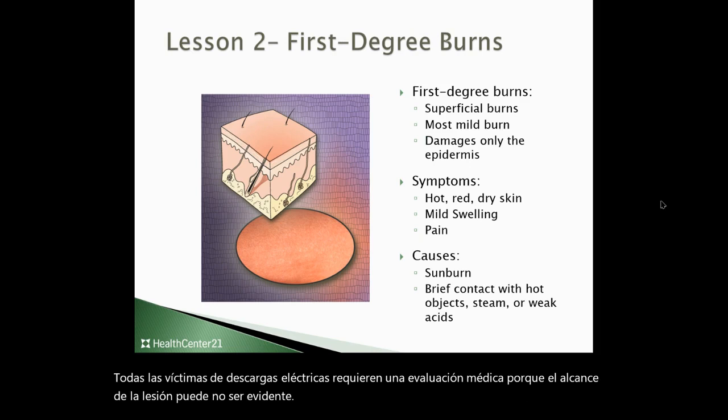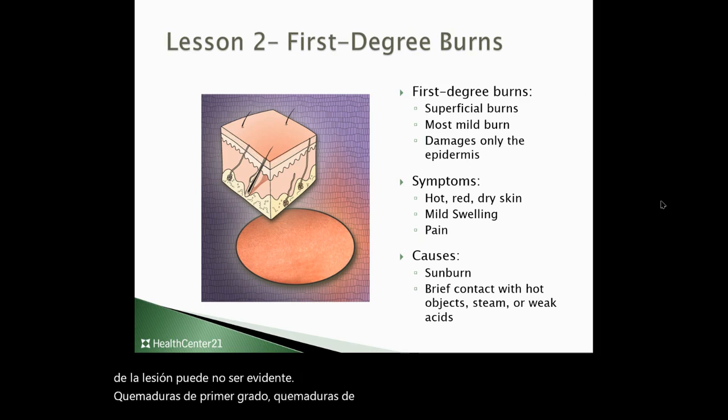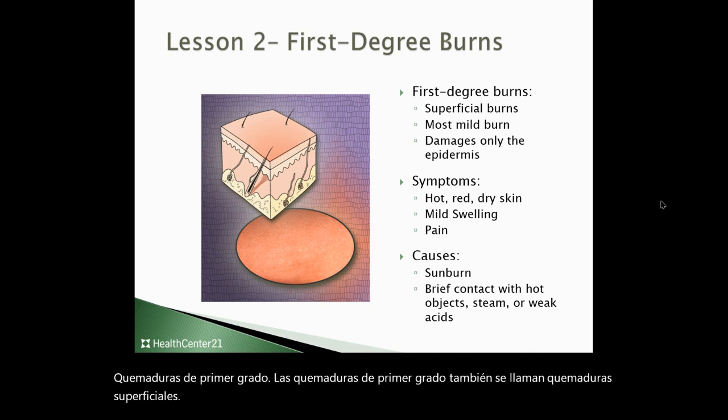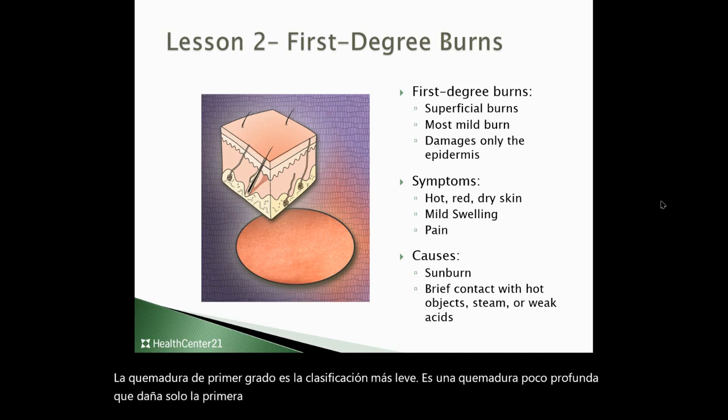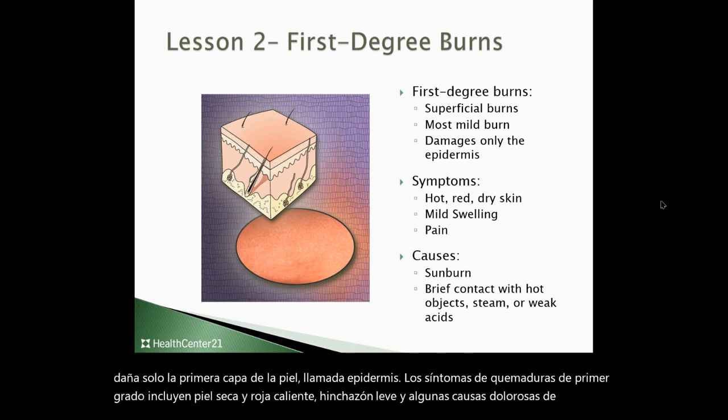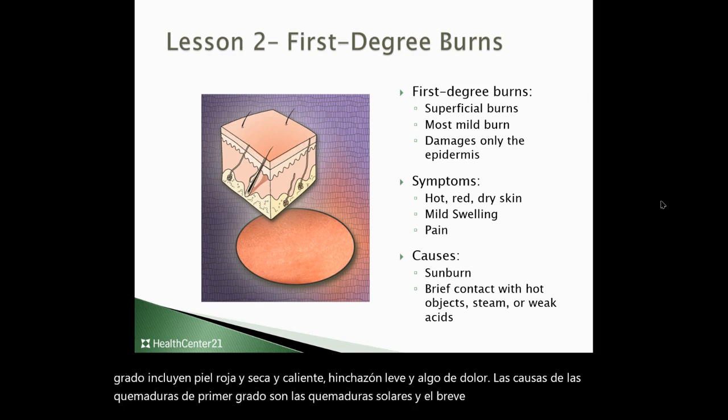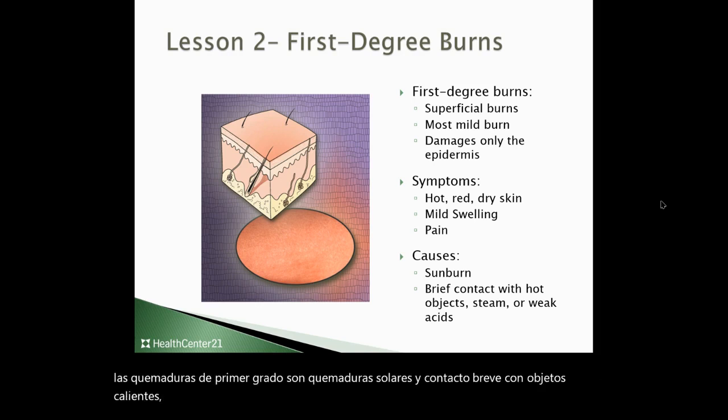First-degree burns. First-degree burns are also called superficial burns. The first-degree burn is the most mild of classifications. It is a shallow burn that damages only the first layer of skin, called the epidermis. Symptoms of first-degree burns include hot, red, dry skin, mild swelling, and some pain. Causes of first-degree burns are sunburn and brief contact with hot objects, steam, or weak acids. Usually, a first-degree burn on a small area of the body is not serious and will heal in 5 to 6 days without leaving permanent scars.